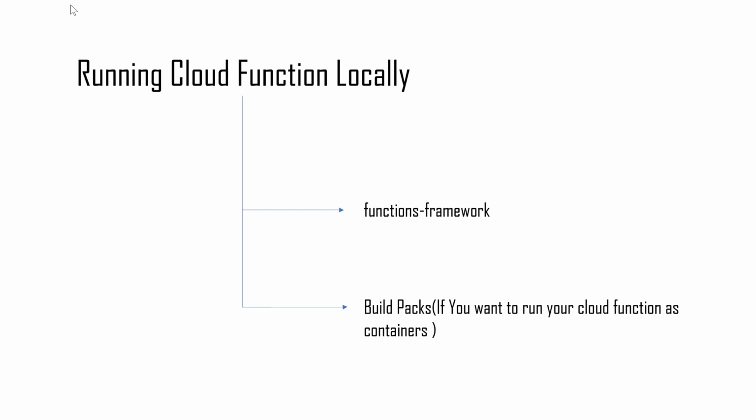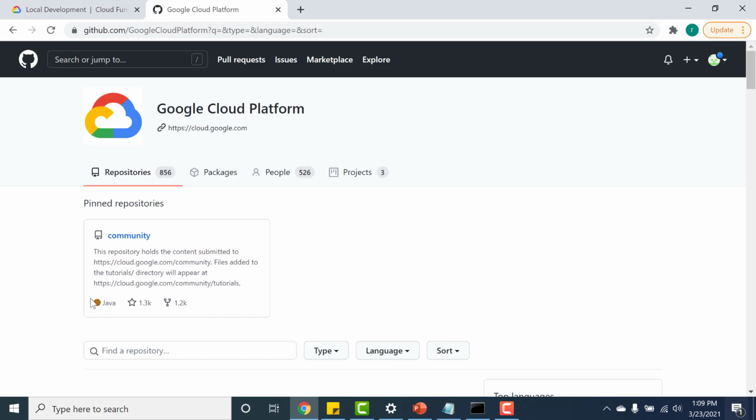When you're using buildpacks, your cloud function gets encapsulated in a Docker container, and you would be running that Docker container to run your cloud function locally. So let's proceed and see how these two frameworks work. The first thing you do is go to the GitHub account for GCP and, in find a repo, you can just type function.